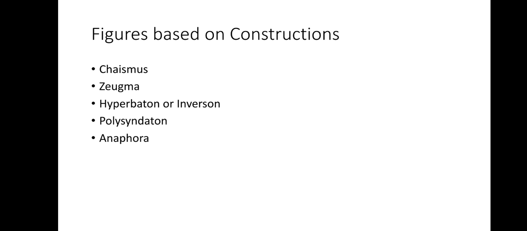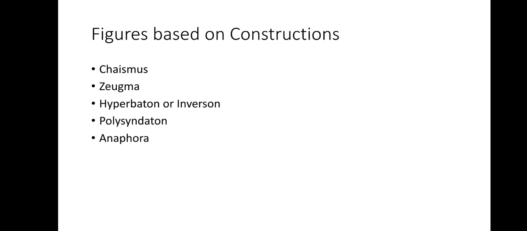Then we have figures based on the construction of sentences or phrases. One famous example is chiasmus. Often we have the same words, but we use them in a different manner. Suppose we say, "When the going gets tough, the tough get going." Or "Learn to live and live to learn." This is chiasmus. It is some kind of crisscross exchange.